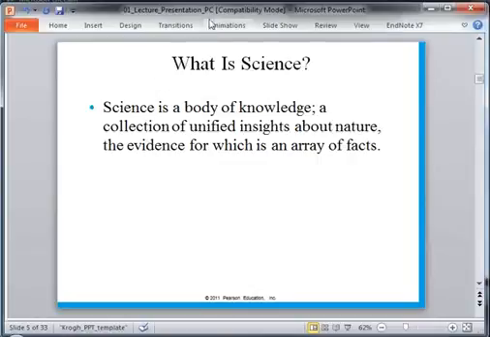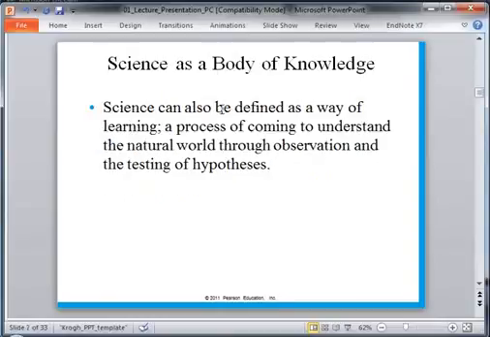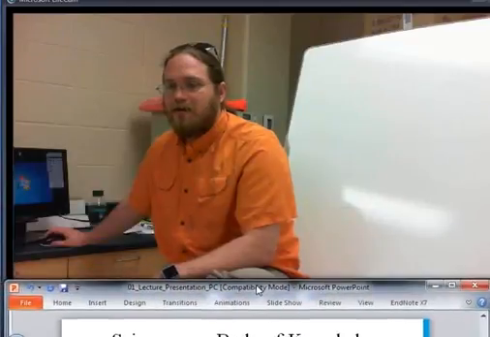So what is science? Science is both a body of knowledge, a collection of unified insights about nature, and the evidence for this is an array of facts. And so the unified insights of science are known as a theory, and a theory is a general set of principles supported by evidence that explains some aspect of nature. However, science can also be defined as a way of learning, a process of coming to an understanding of the natural world through observation and testing hypotheses.